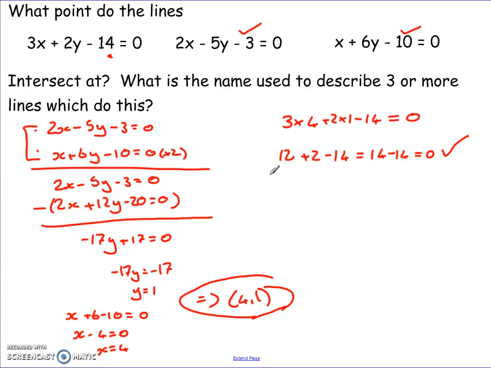Now there's a special name used for any set of 3 or more lines that intersect at the same point like this. These are what are called concurrent lines. Concurrent lines are 3 or more lines which intersect at a single point. Okay, and this is how we go about it. Find it for 2 and check the third. If I'd done this and it hadn't been 14 minus 14 equals 0, it wouldn't have been the right point of intersection, so those 3 lines would not be concurrent, i.e. they would not all intersect at a single point.